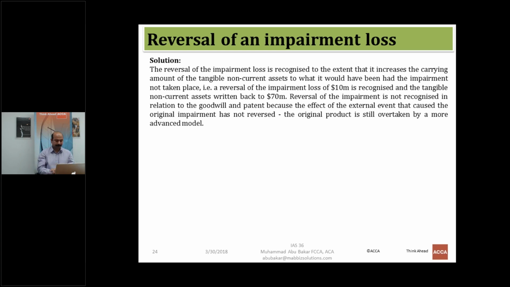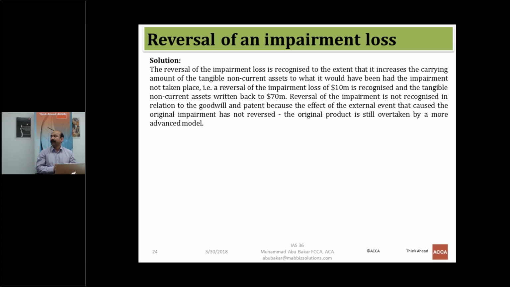Okay, so we were discussing reversal of impairment. One member over here is asking that kindly provide the order of reversal for impairment loss as well. Order of reversal of impairment loss.